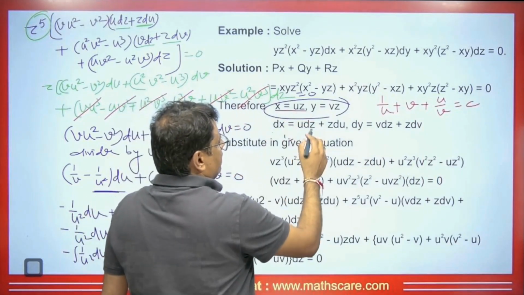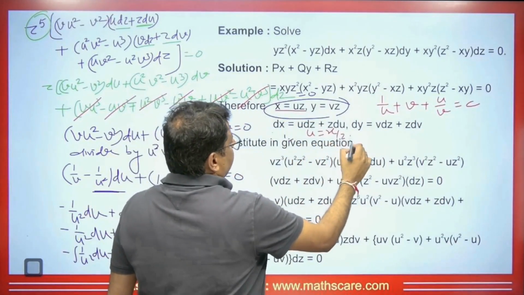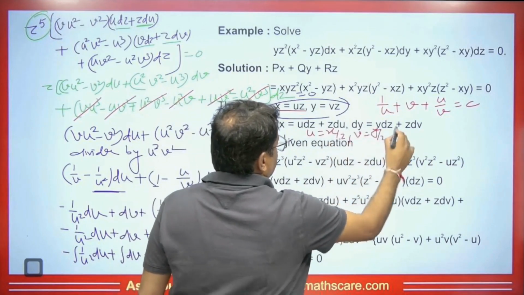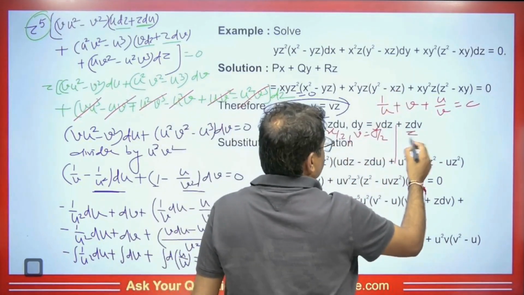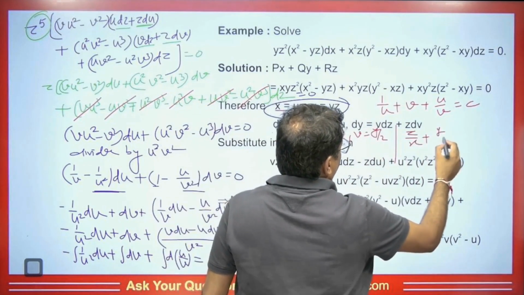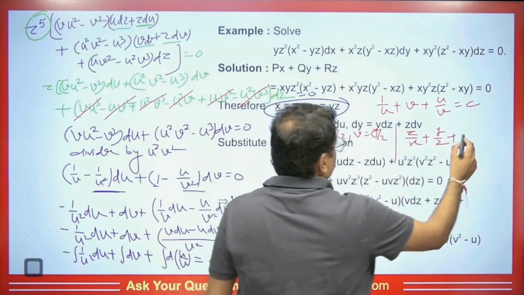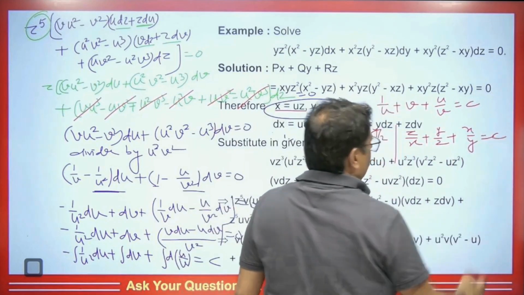So we know from here we will get the value of u as x by z, and the value of v is y by z. So if we substitute this value, we will get z by x plus y by z. And if we divide this, then we will get x by y is equal to c.